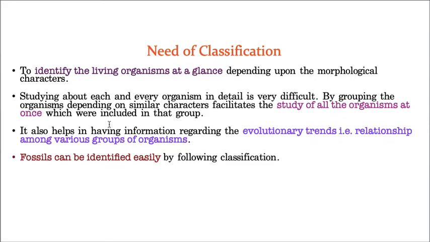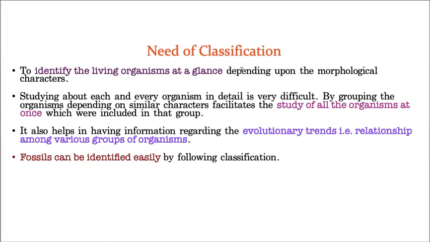Just by seeing only, you can see this is one snake, and this is one dog, and this is one cat, and this is one rat. That means just by seeing only, you should be able to identify the organism, and that is possible because of the classification. If classification is not there, you can never identify the organisms just by seeing them.